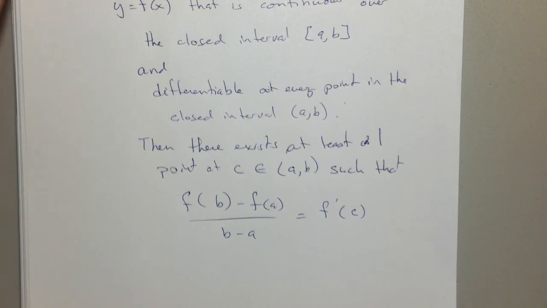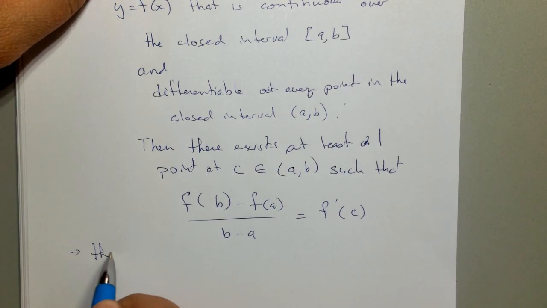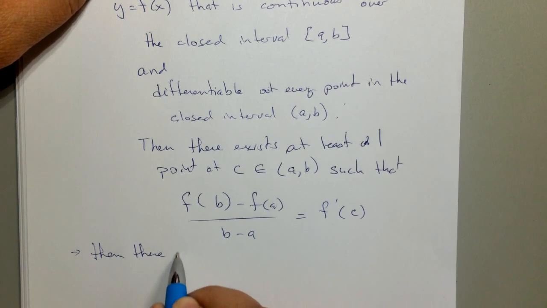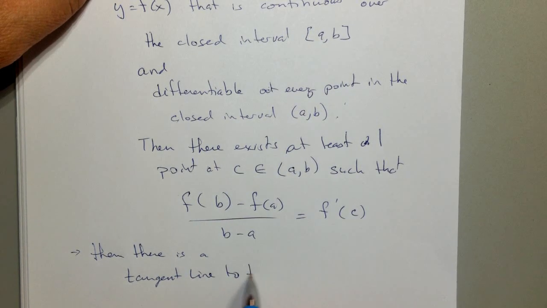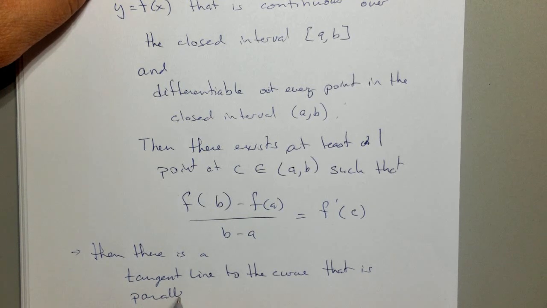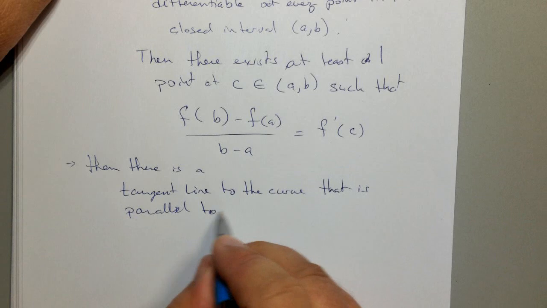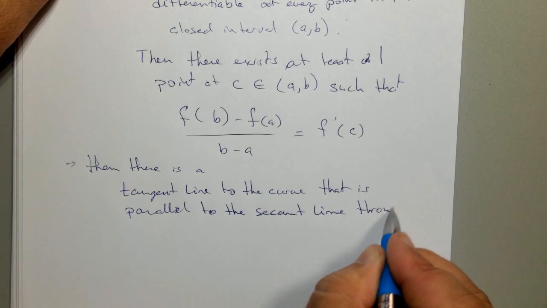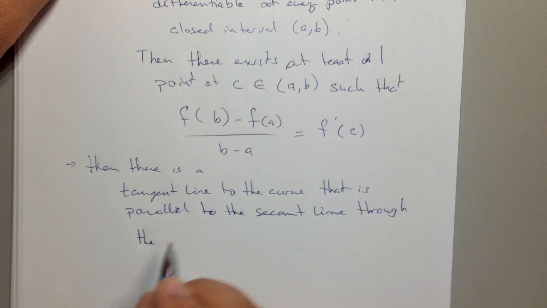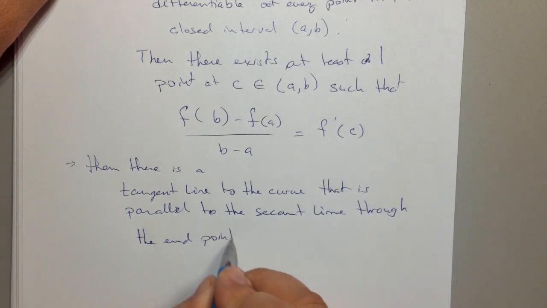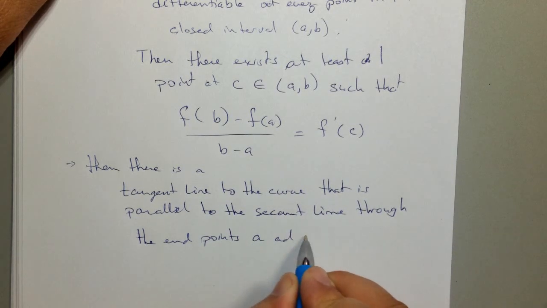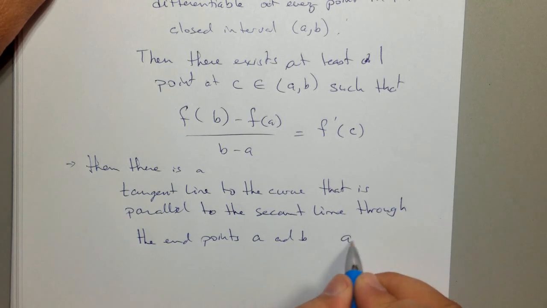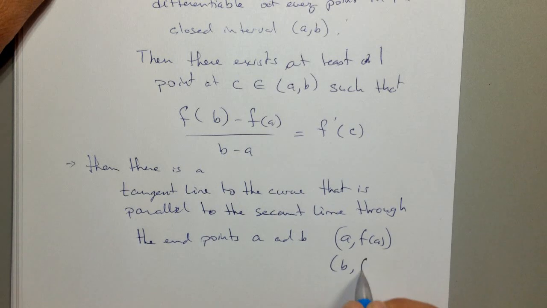What does that mean? Then there is a tangent line to the curve that is parallel to the secant line through the endpoints A, f of A, and B, f of B.